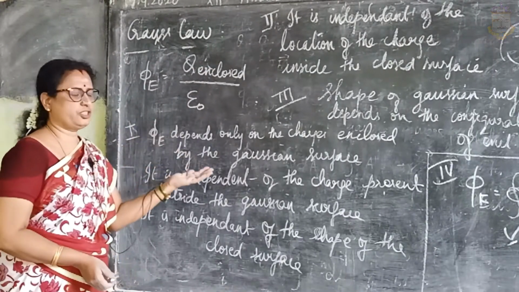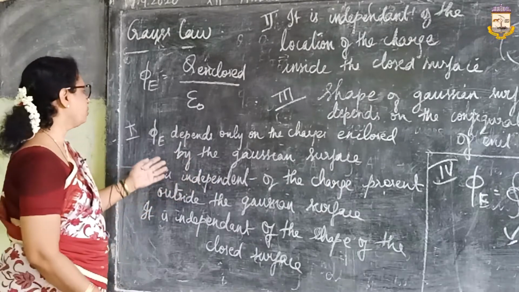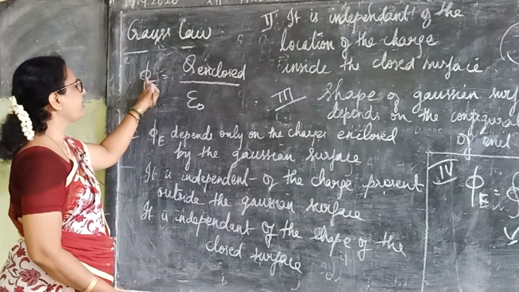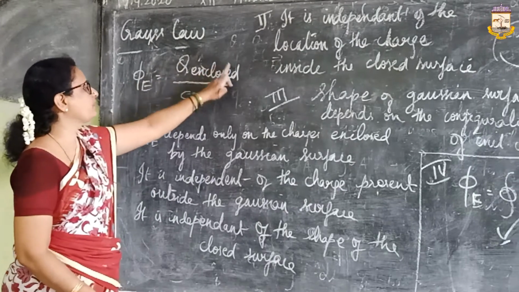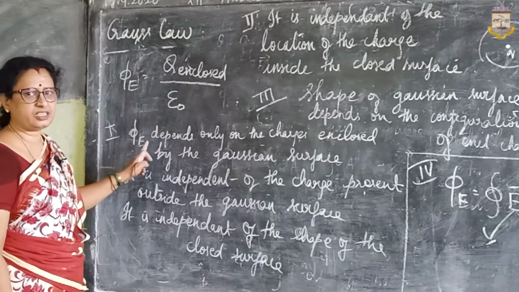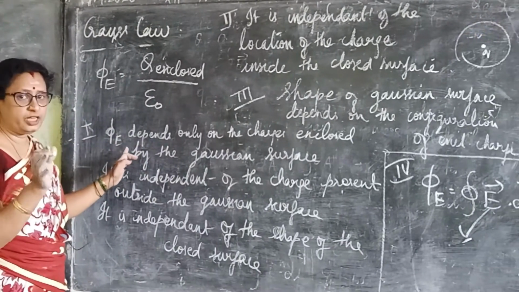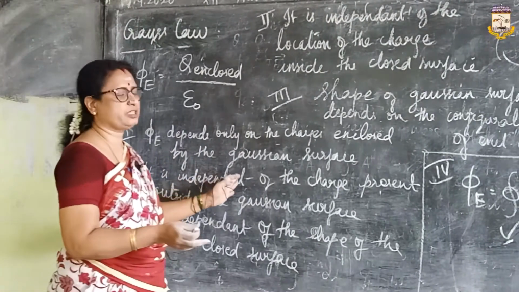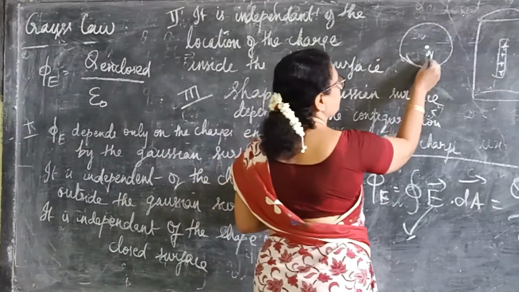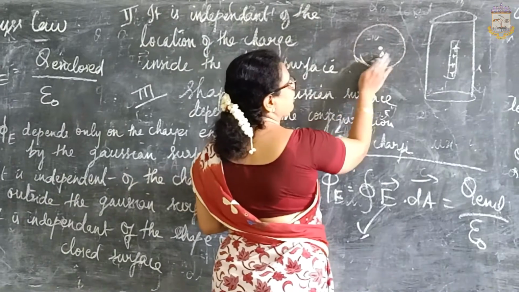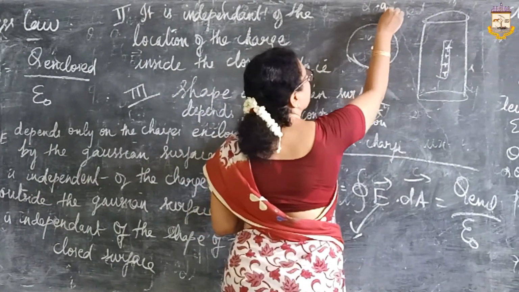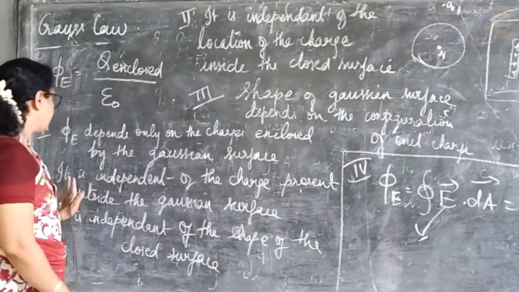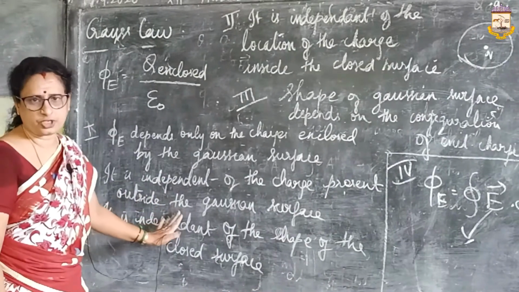What are all the important discussions we need to see before concluding? Just by seeing the formula you can understand this phi E, which is the electric flux, depends only on the charge which is enclosed by the closed surface, that is the Gaussian surface. It does not depend on the charge present outside the Gaussian surface. So, if this is the charge enclosed, the electric flux depends only on q. If you have any other charge q1 outside the Gaussian surface, it will not contribute to the electric flux. That is, it is independent of the charge present outside the Gaussian surface.